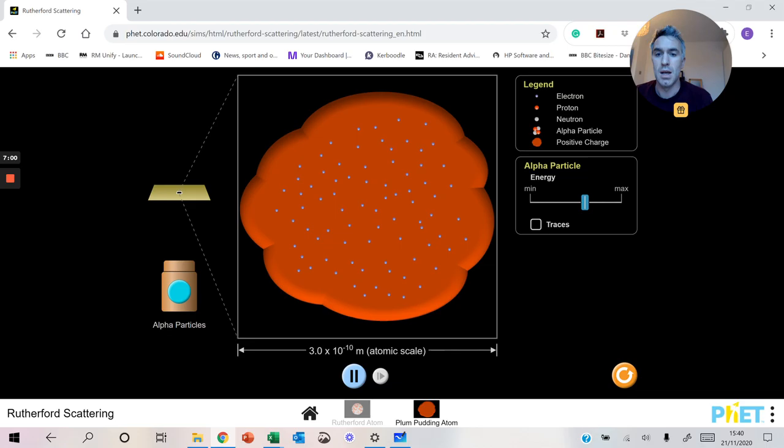Most of the time it happened, and this is what they thought. Here's my plum pudding, a big plum-filled sponge, all these little electrons. And if you fire an alpha particle through, they just go through because the electrons are so tiny, and the alpha particles are big. It doesn't make a difference. They don't care. They just go from one side to the other. Alpha particles are not deviated by electrons at all. Nothing bothers them.